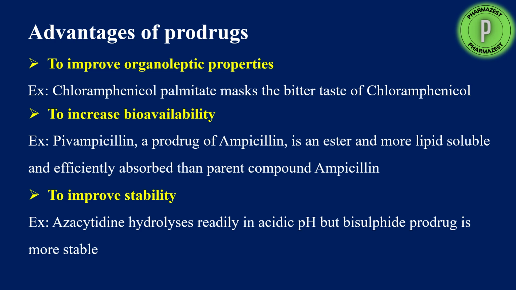For example, in order to improve the organoleptic properties. We have a drug called chloramphenicol, which has a bitter taste. In order to mask this bitter taste, we can convert it into a palmitate form. The chloramphenicol palmitate masks the bitter taste. As a result, the drug will not be bitter, and when you take it, you won't get the bitter taste. So you can improve the organoleptic properties.